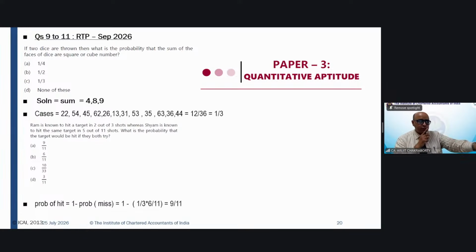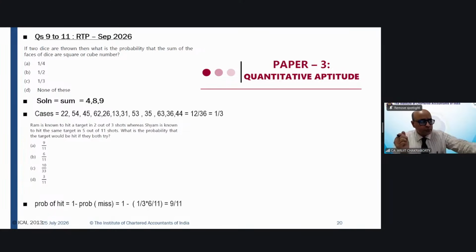The question is, what is the probability that the target would be hit if they both try? I am doing it in a different way. I am first finding out the probability that the target is missed. No one gets it correct. No one is able to hit the target.